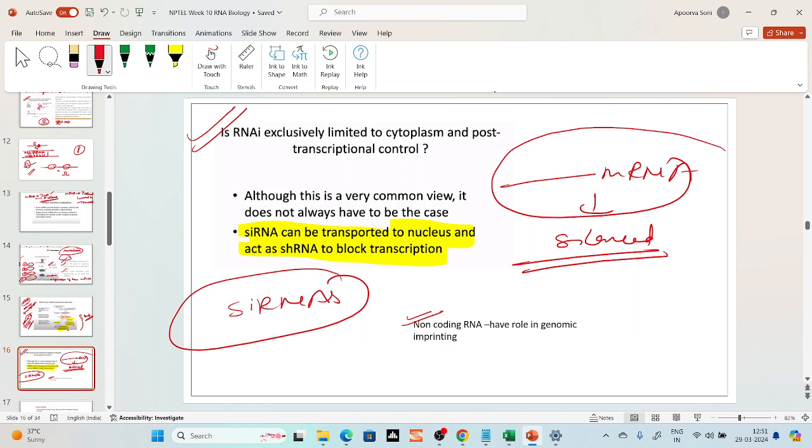So it is not always a post-transcriptional control. It can also block the transcription itself. Okay. I hope this is clear. Is it clear to everybody?